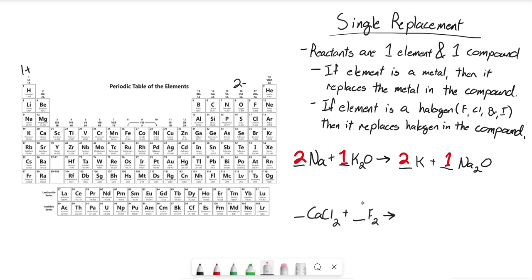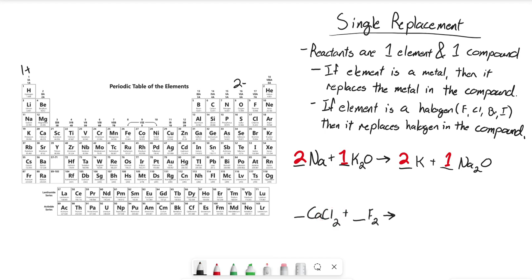Now, in our next example down here, I've written things a little bit differently. I say here that the reactants are one element and one compound, but it can also be one compound and one element. The order doesn't really matter all that much. So in this case, though, we still have to pay attention to what the element is. In this case, our element here is fluorine, which is a halogen. So what that means is that fluorine is going to swoop in here and replace the halogen that's in the compound. So that means poor old chlorine here is going to get the boot.